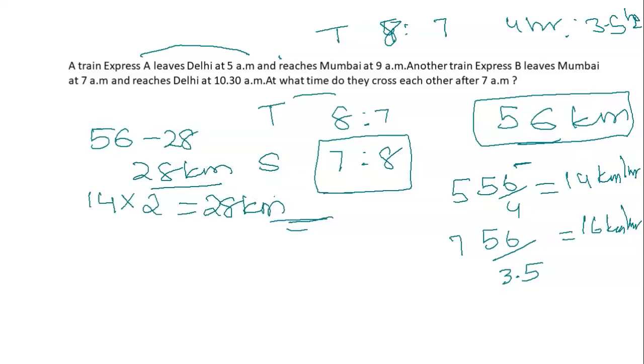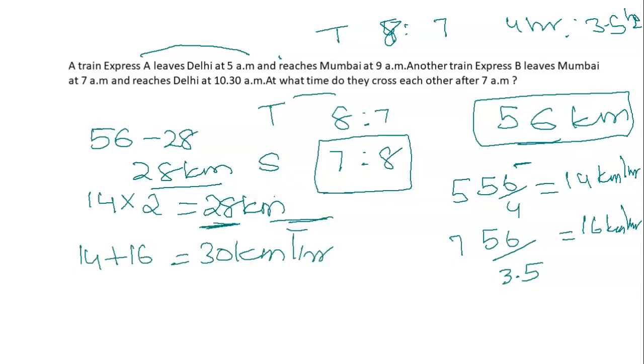Are you guys able to understand? Okay, till now, are you guys able to follow? Yes. After 7 a.m., what happens is both the trains start moving. The relative speed is going to be what? 14 plus 16, which is equal to 30 kilometers per hour. But the pending distance is going to be how many kilometers only?